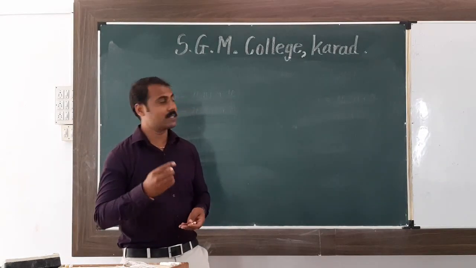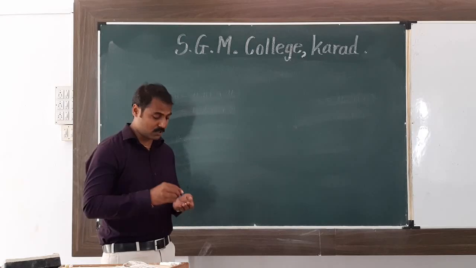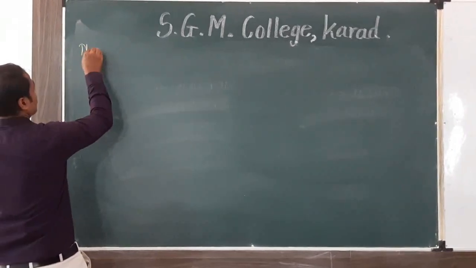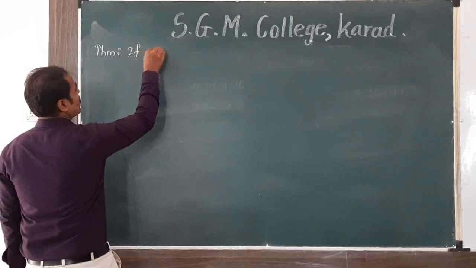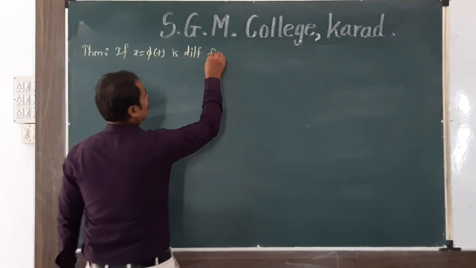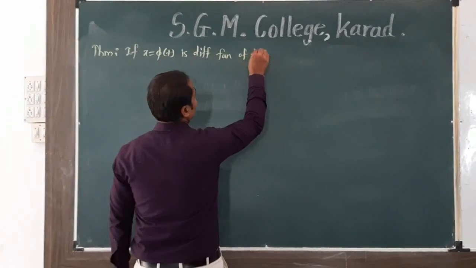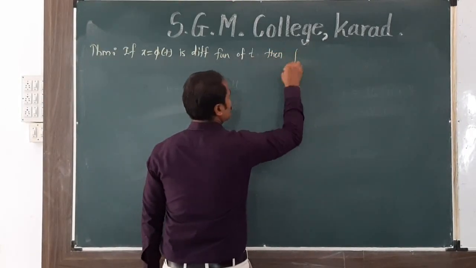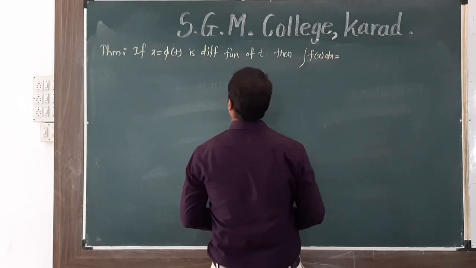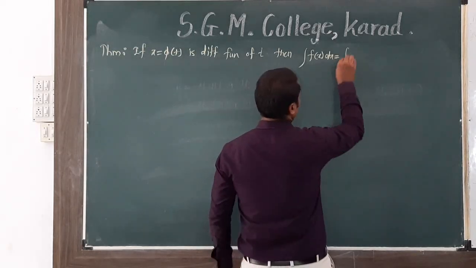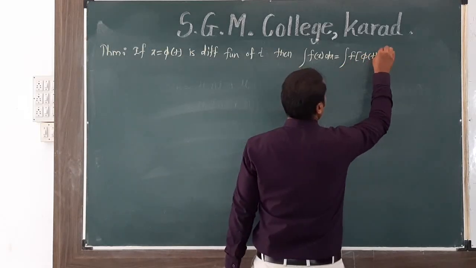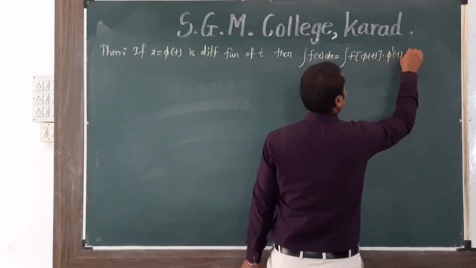Today we are going to see a new theorem on integration by substitution. The theorem is: if x is equal to phi of t is a differentiable function of t, then show that the integration of f of x dx is equal to the integration of f of phi of t into phi dash of t dt.